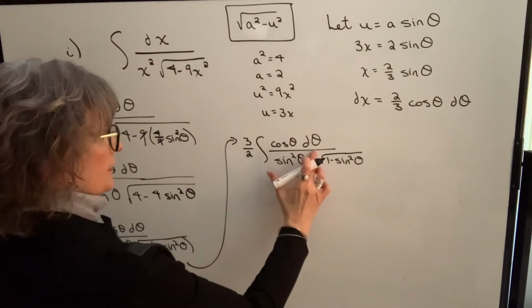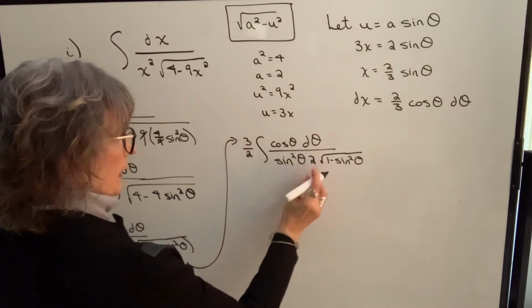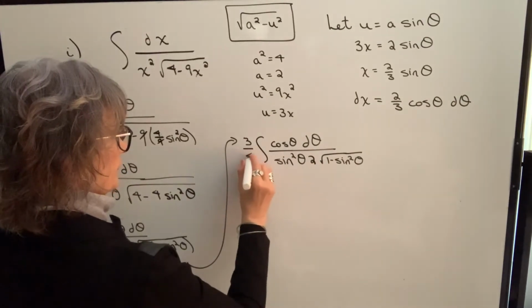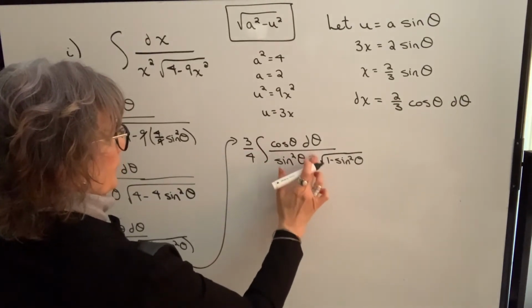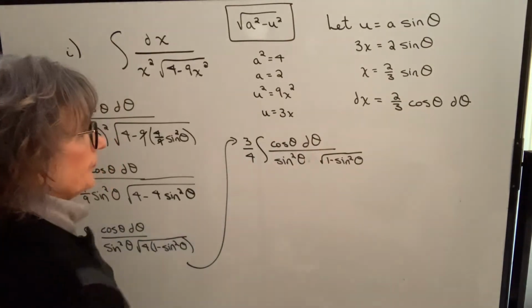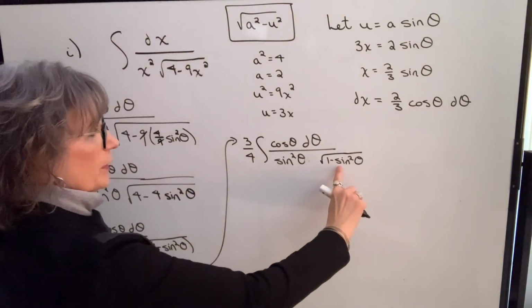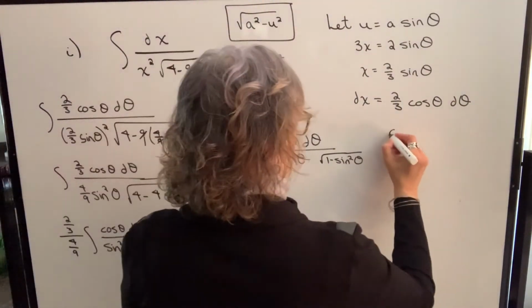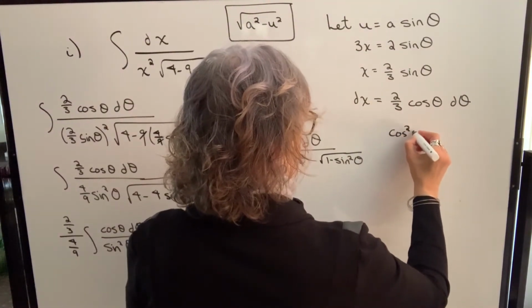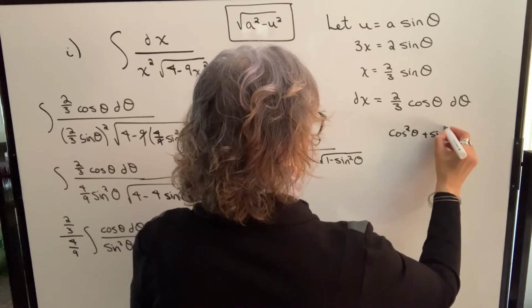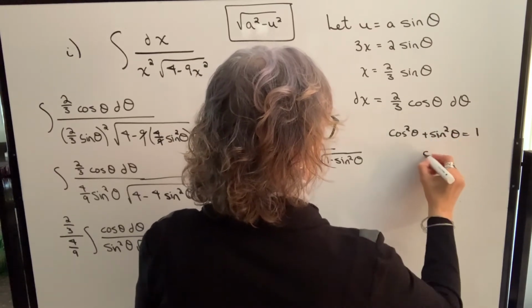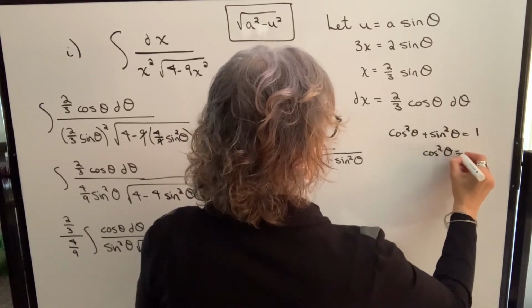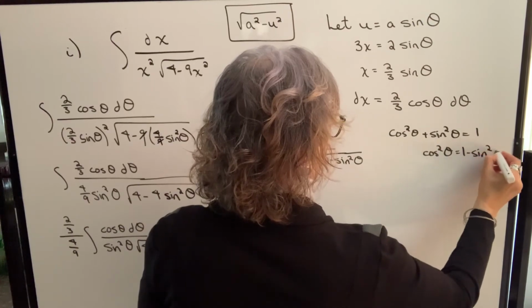Square root of 4 is 2. I can pull that 2 out front here. It's in the denominator, just to clean it up a little bit. Now I can use one of my trigonometric identities, my Pythagorean identity, that says cos squared theta plus sine squared theta equals 1. Therefore, cos squared theta will equal 1 minus sine squared theta.